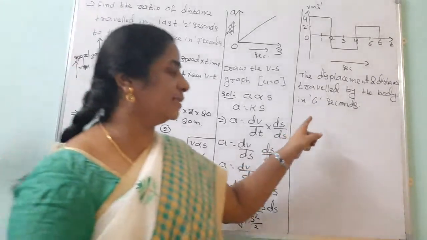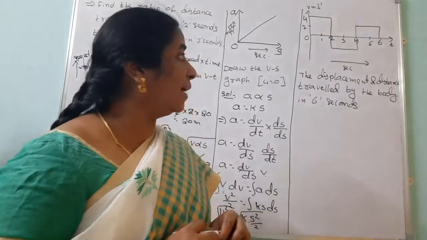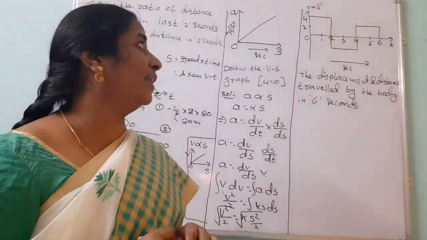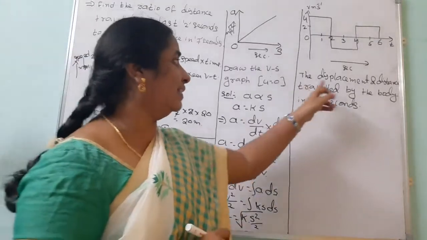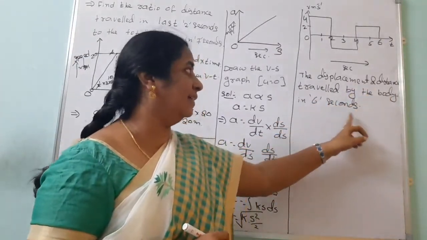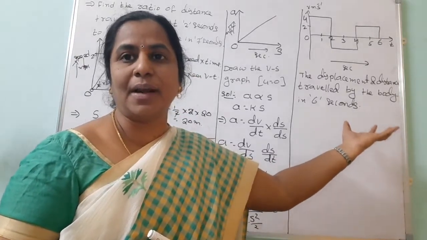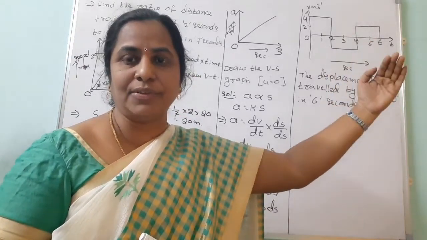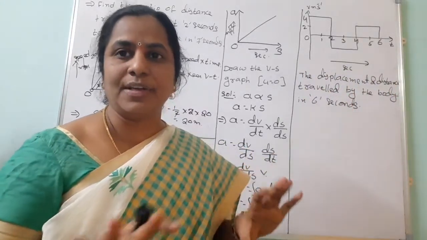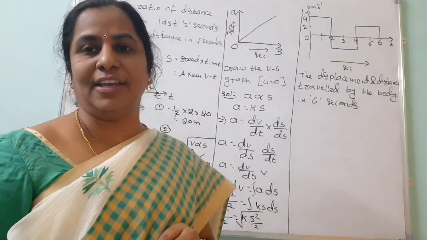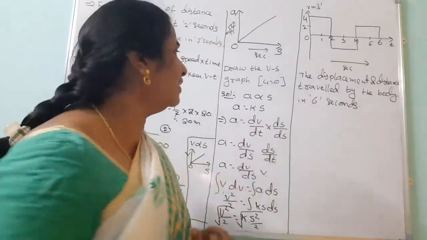Then come to this problem. Here the graph has time on the x-axis and velocity on the y-axis. The question asks for the displacement and the distance traveled by the body in 6 seconds. Distance is the total path length: even if the graph is above the t-axis or below it, negative or positive, the total path length covered by the body is called the distance. First we should concentrate on how to find the distance.